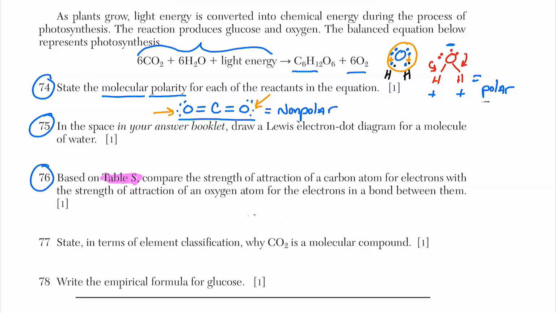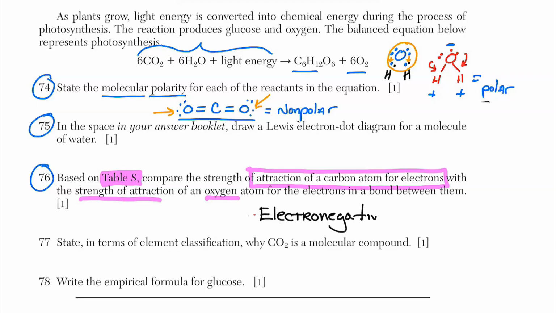They're telling us how they want us to answer the question, and they're being nice by telling us to go there. Compare the strength of the attraction of a carbon atom for electrons with the strength of attraction of an oxygen atom for electrons. You need to know that the attraction for electrons is, my friends, electronegativity. And that's something that comes up in the multiple choice all the time, as do the rest of these questions.